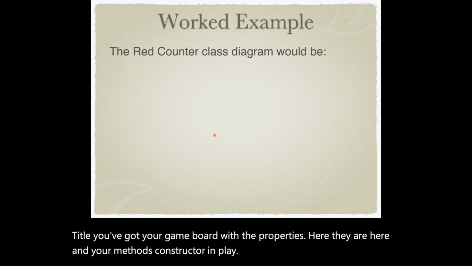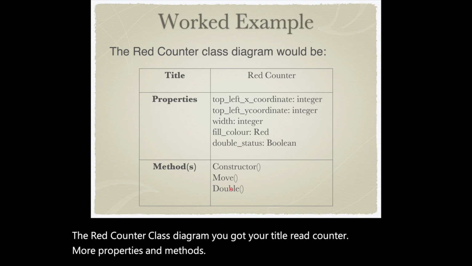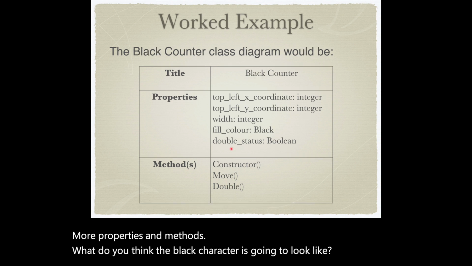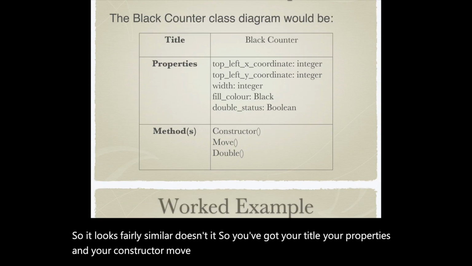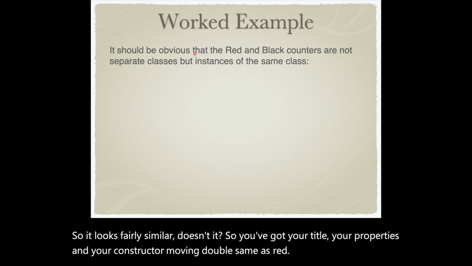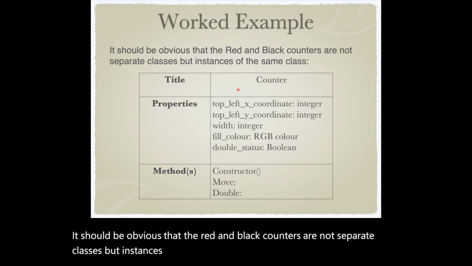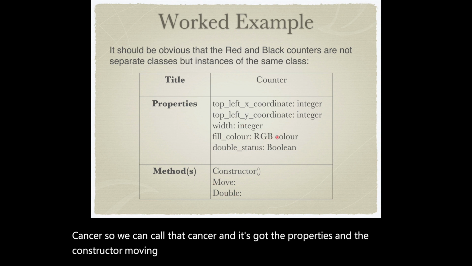The red counter class diagram, you've got your title, red counter, more properties and methods. What do you think the black counter is going to look like? So it looks fairly similar, doesn't it? So you've got your title, your properties, and your constructor, move and double, same as red. It should be obvious that the red and black counters are not separate classes, but instances of the same class, Counter, so we can call that counter, and it's got the properties and the constructor, move and double, but this time we're changing the color.